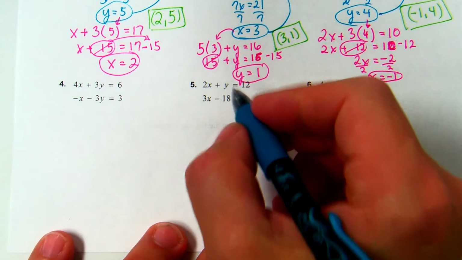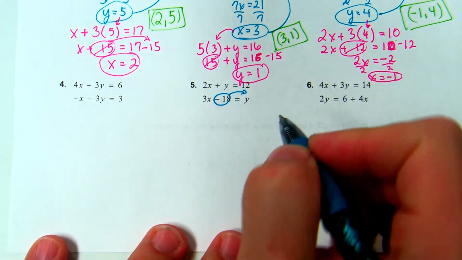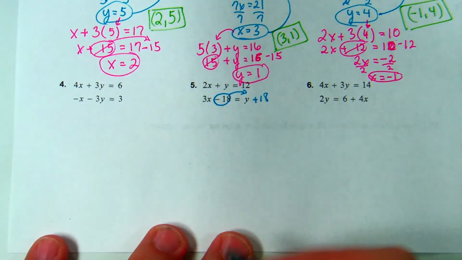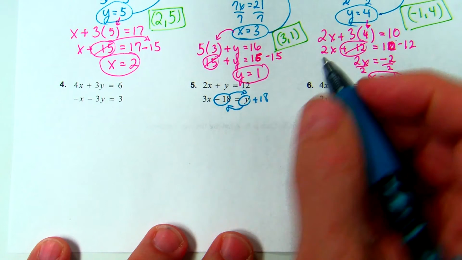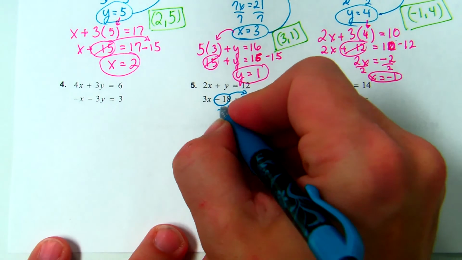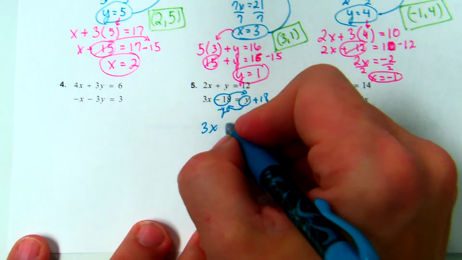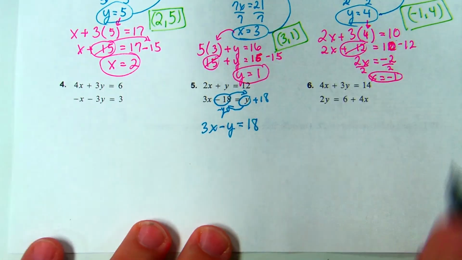We're going to have to take the 18 and move it to the other side, which just means it's going to be a positive 18. We're going to add 18 to both sides. We need to take this y and move it to the other side, which just means it's going to be a negative y. Okay? So our resulting equation is going to be 3x minus y equals 18.